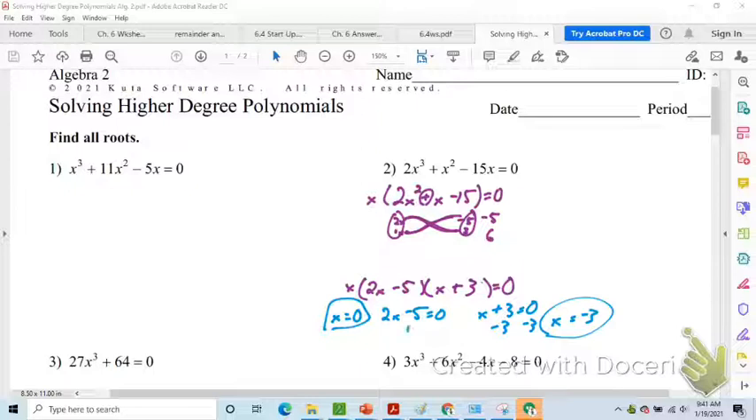And last but not least, I'm going to add 5 to both sides. You get 2x equals 5. Divide both sides by 2. We end up with x equal to 5/2, or 5 halves. All right, so those are your 3 solutions to number 2. First video done.